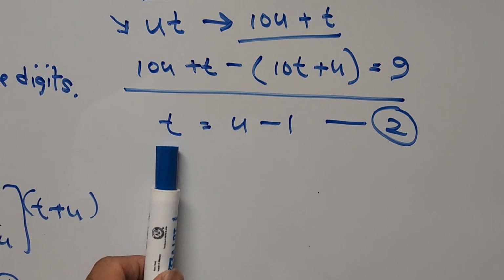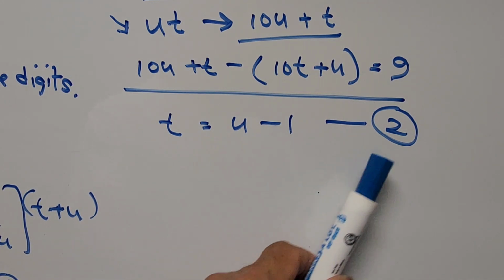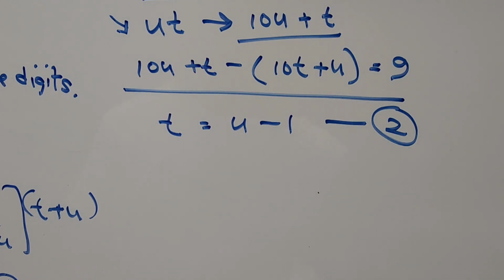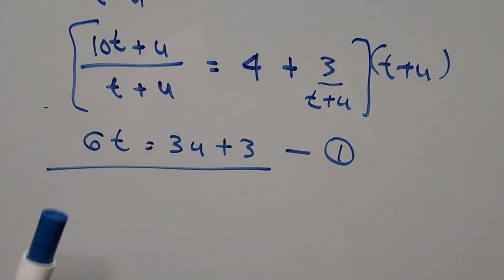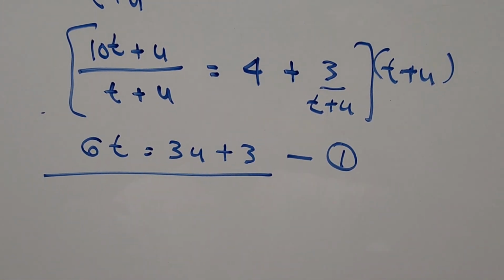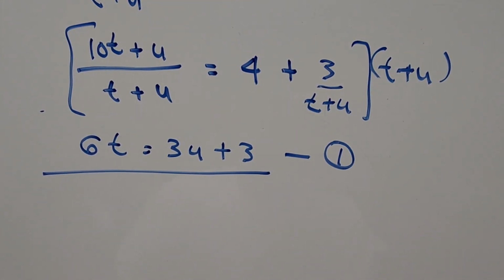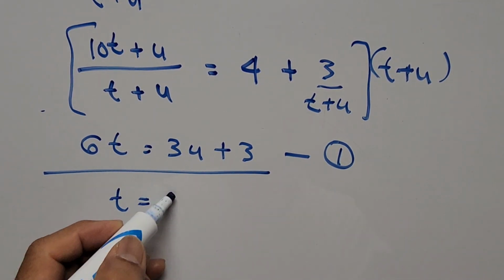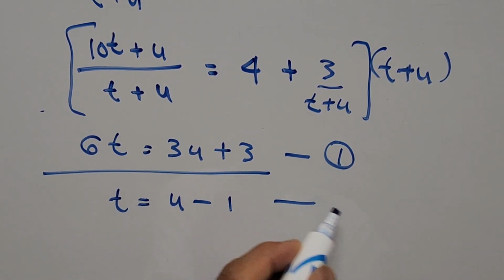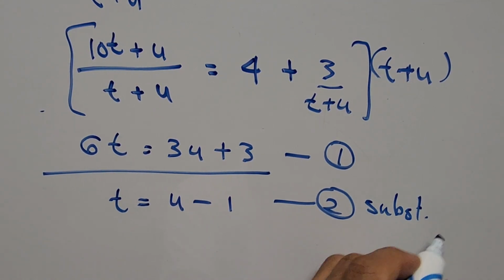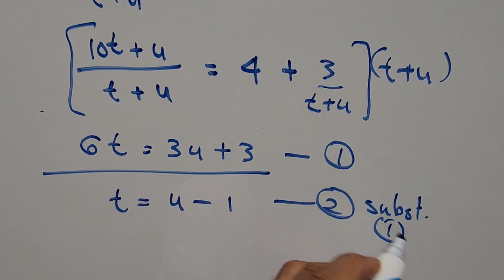Since we have the value of T in terms of U over here, all we have to do is substitute this equation 2, the value of T, to equation 1, where equation 1 is here, 6T equals 3U plus 3. I'm going to write the equation 2 again on here. So equation 2, T is equal to U minus 1. So substitute the value of T to equation 1.